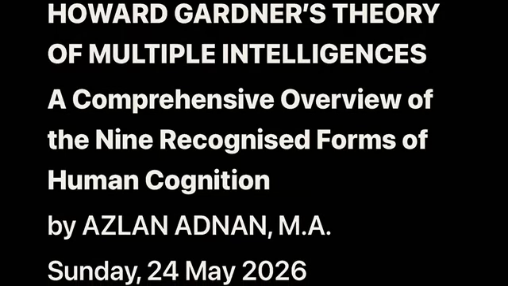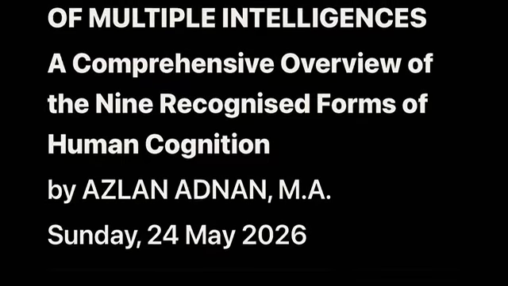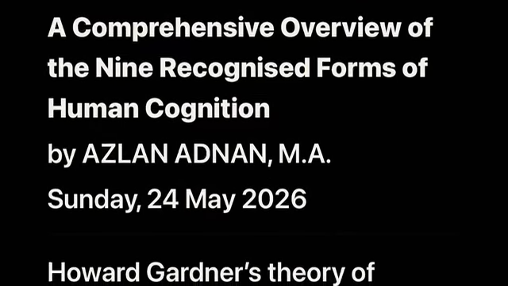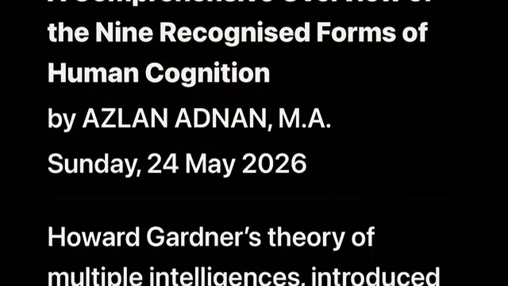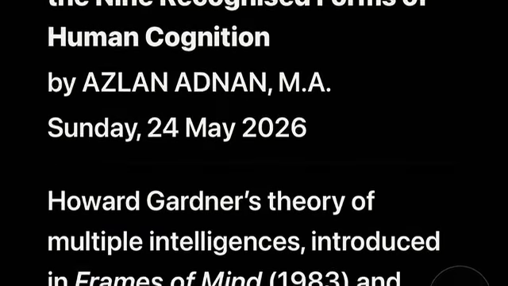Howard Gardner's theory of multiple intelligences, a comprehensive overview of the 9 recognized forms of human cognition, by Azlan Adnan, MA, Sunday, 24th May, 2026.